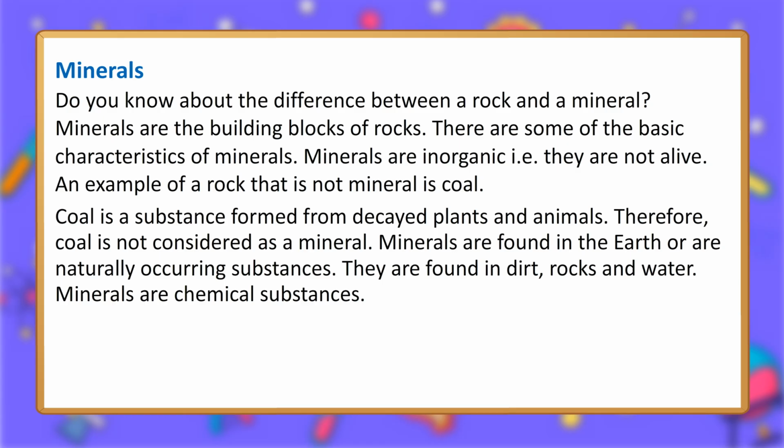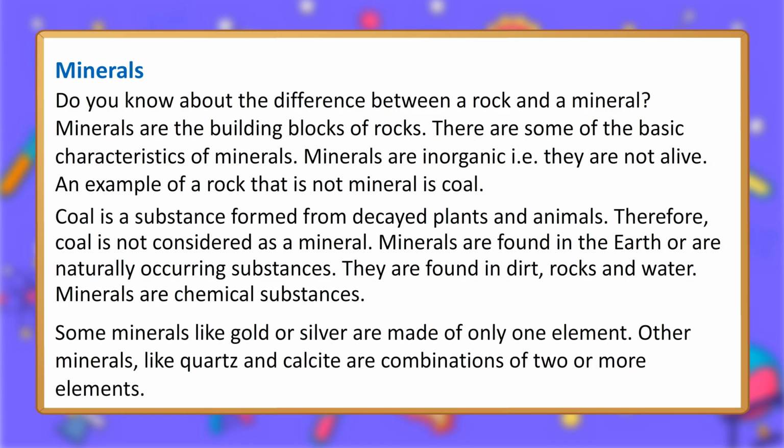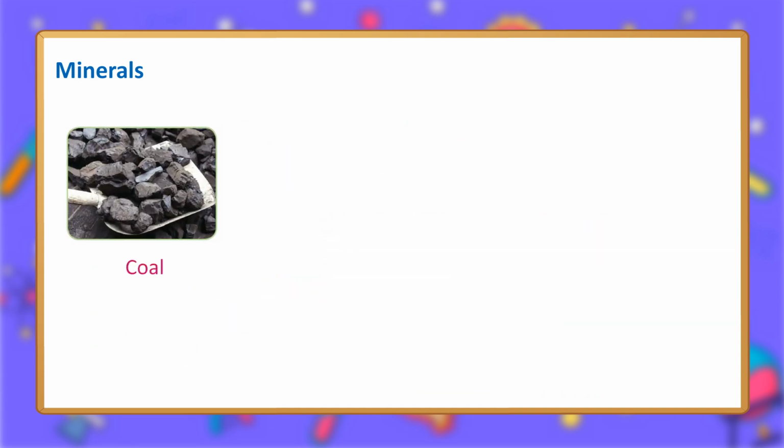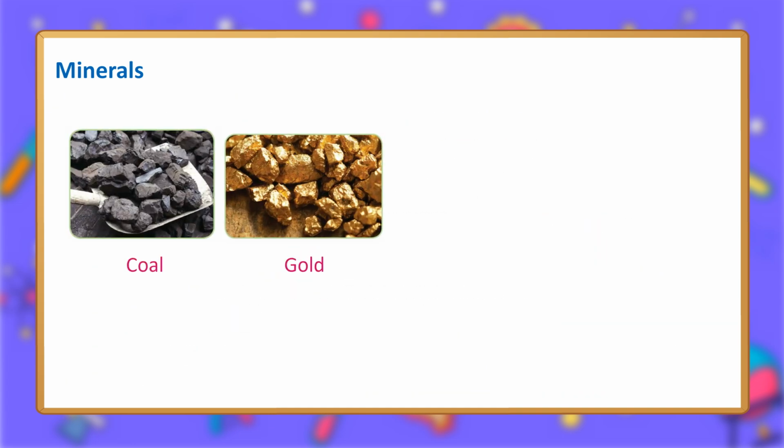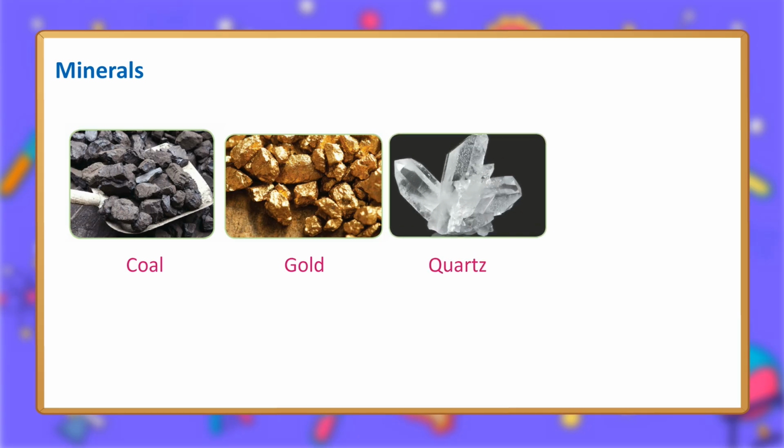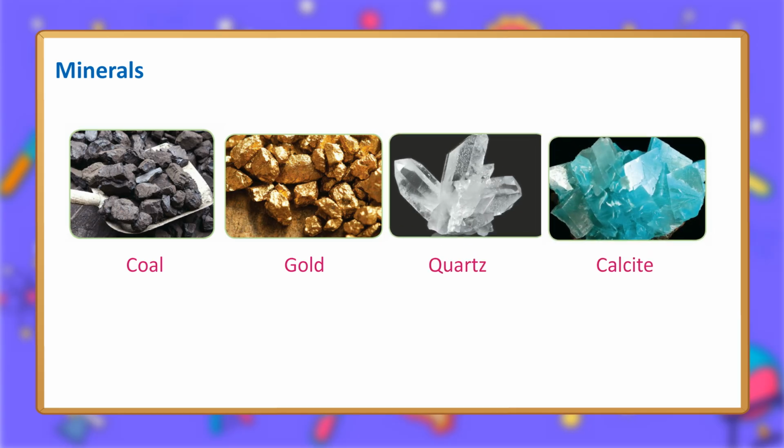Minerals are found in the earth or are naturally occurring substances. They are found in dirt, rocks and water. Minerals are chemical substances. Some minerals like gold or silver are made of only one element. Other minerals, like quartz and calcite, are combinations of two or more elements. Coal, gold, quartz, calcite.